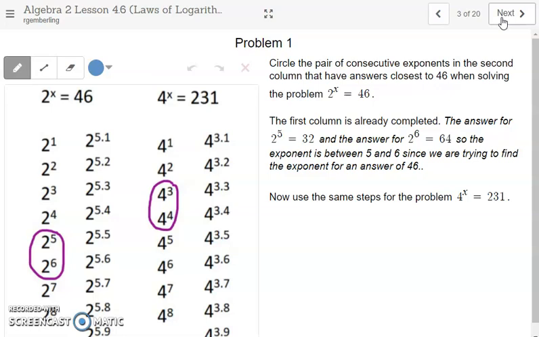And then the second problem, 4 to the x equals 231. Between what 2 decimal numbers will give me an answer real close? It's between 4 cubed and 4 to the 4th. But can you identify what a pair of decimal numbers will get me real close to 231? So without having any kind of rules, this is the way we would go through trying to solve these exponent problems. So when you're finished, advance to the next screen.